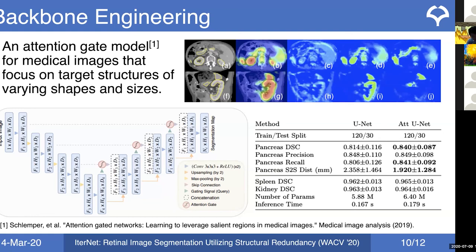And so usually with the attention gate model, we can get larger areas on the organs and the instruments, but a smaller area in the background. So we think this technology can also make the object detection performance better.